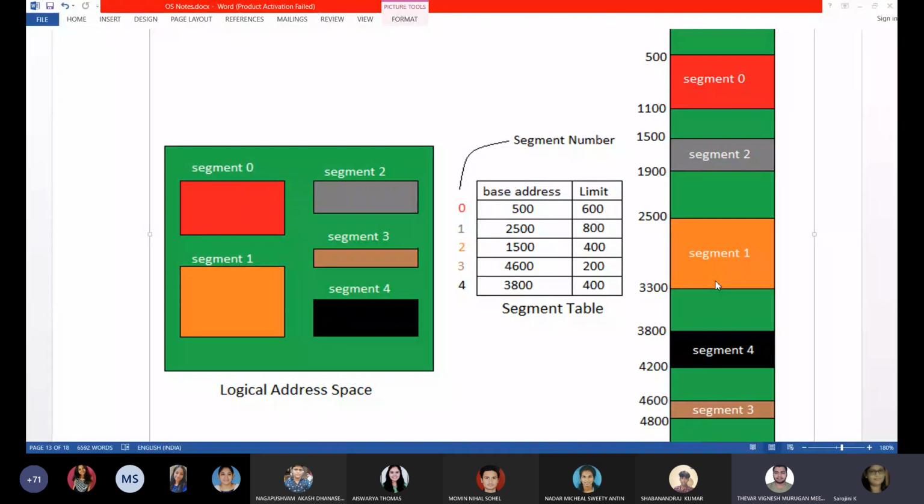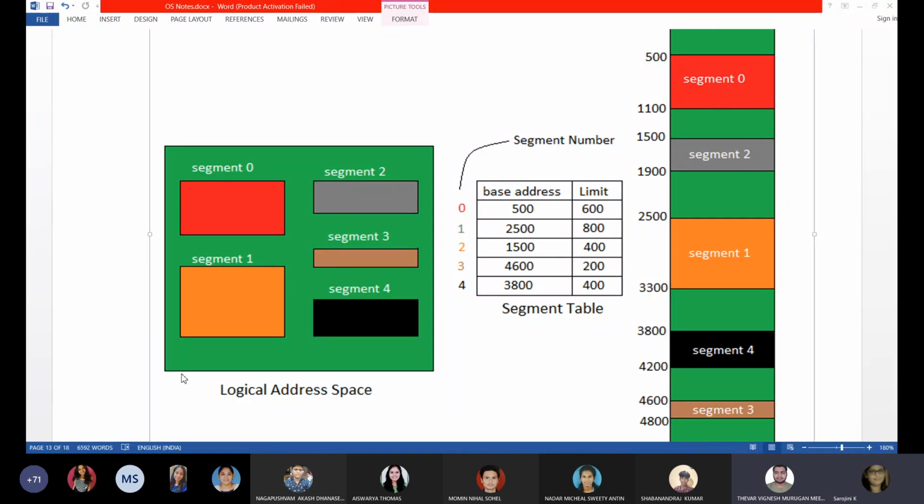But the difference between paging and segmentation is that in paging, the single program will be split into fixed size partitions. Page 1 is 4 KB, page 2 will also be 4 KB, pages 3, 4, 5, whatever pages are there, all the page sizes will be 4 KB only. That's why it is fixed size partitions. Here it is varying size partitions.